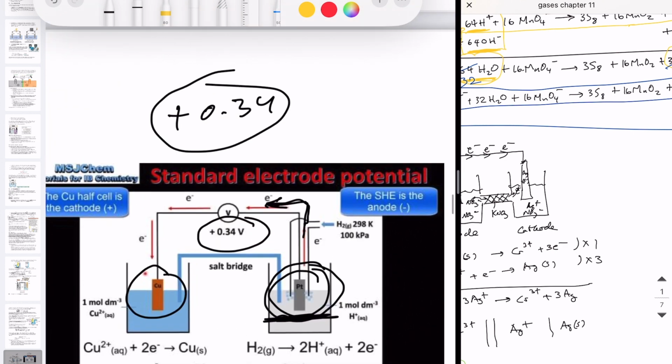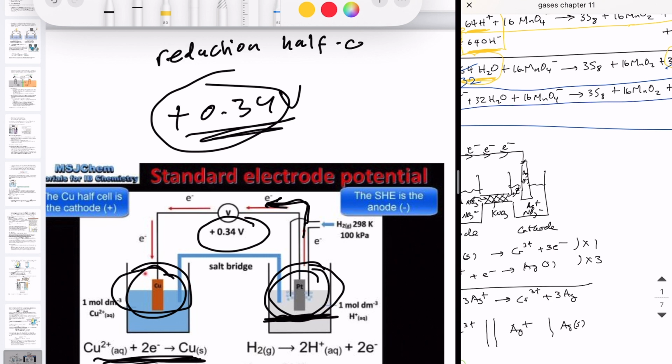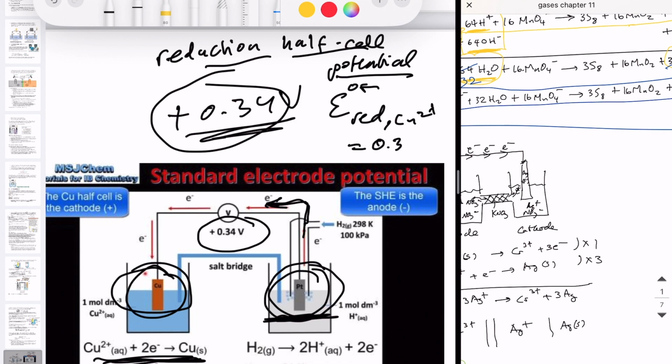That means the number we got, 0.34 volts, measures the half cell potential of the copper here in a reduction reaction. So that number is what we call the reduction half cell potential. And it has a symbol. The symbol is E red, with a standard degree symbol at the top there. That just means the reduction half cell potential. So for copper, this is 0.34 volts.